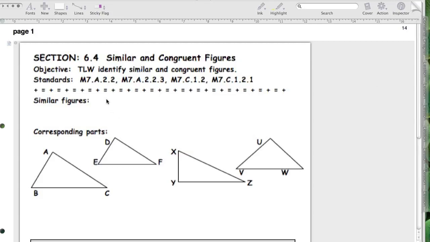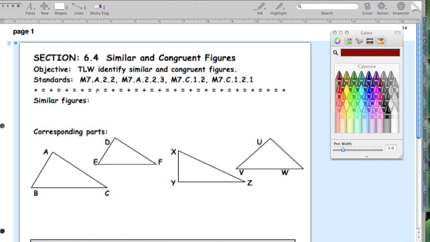Alright, let's take a look at section 6.4, similar and congruent figures. Now similar figures are two figures that are the same shape, but they're different sizes. So they're similar to one another.